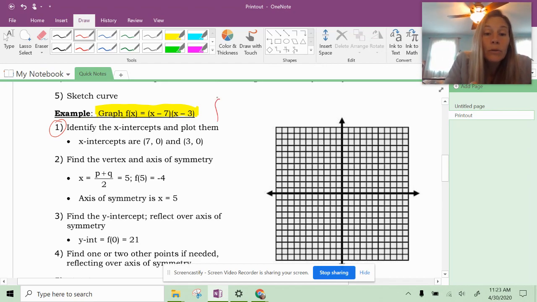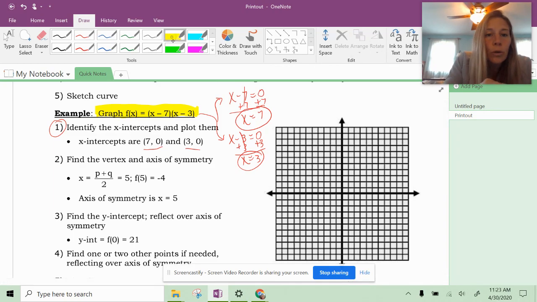So how did I do this? x minus 7 equals 0, and we solve it. Most of you have probably figured out by now it's just going to be the opposite sign. So if this is x minus 7, it's going to be a positive 7. Then you do the other one here, x minus 3 equals 0, using that zero product property. x equals 3. So that's where we're getting these two points from.